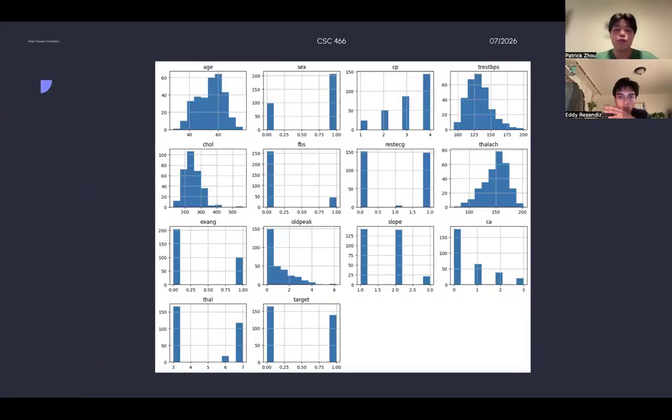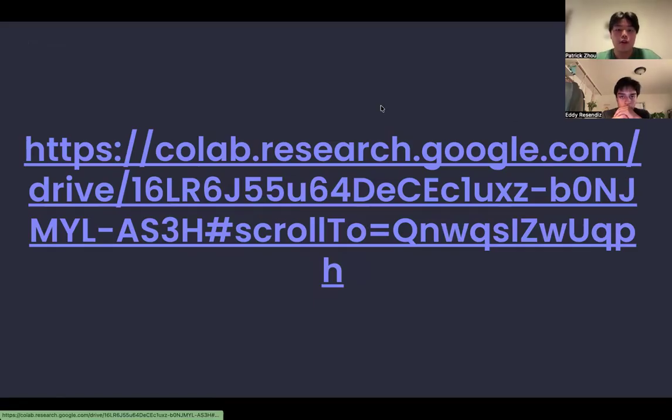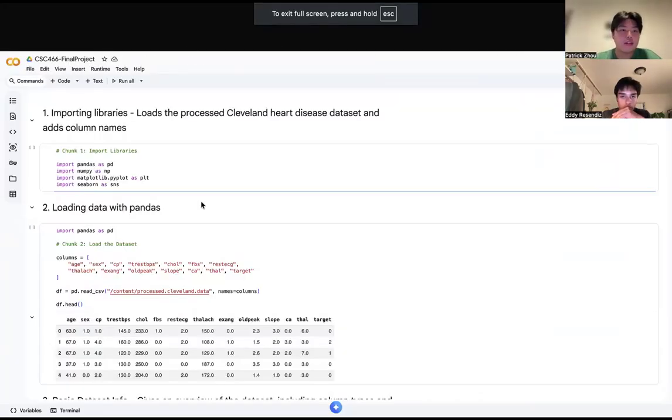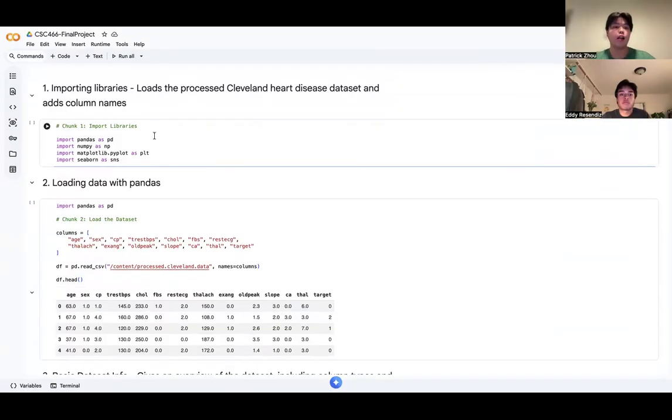Next is our distributions for all our features. As you can see, age and thalach have roughly bell-shaped distributions, while trestbps, the resting blood pressure, has an approximately normal distribution, and then old peak and cholesterol have right-skewed distributions. The graphs with two columns are our binary features, and the ones with more than two columns indicate categorical features. And then let's move on to our notebook as it'll be better for showing you our code.